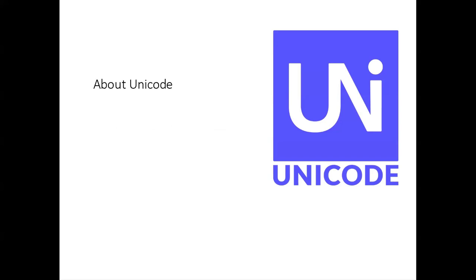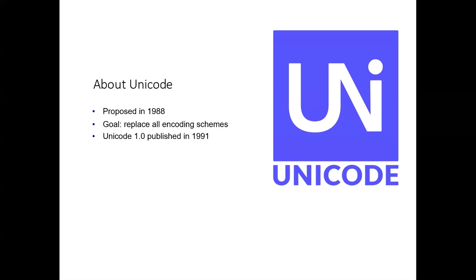So how did it go about doing this? Unicode was first proposed in 1988. The last update to ASCII was in 1986. Two years later, they said this isn't going to work. We need a better way of doing this. And the goal was to replace all encoding systems. I would actually say it would be more accurate to say to encompass and unify all the different encoding schemes under one movement or organization, one big grand scheme called Unicode. And the first version was published in 1991, so 3 years later.